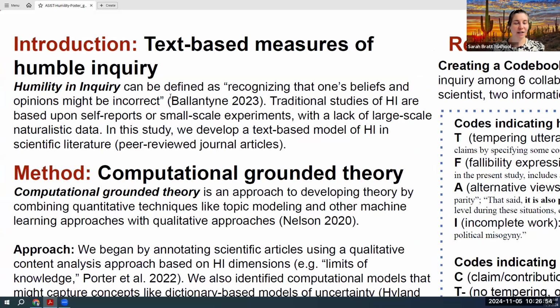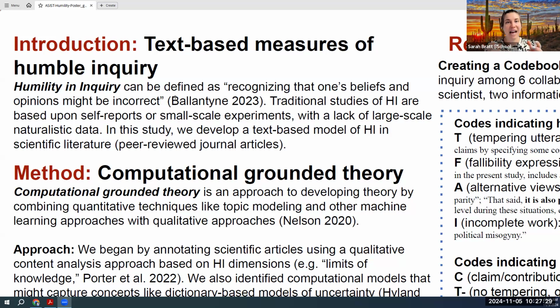And traditional studies of humility and inquiry, or HI, are based on self-reports. Really interestingly, there's a lot of diary studies. There's a lot of folks who say, am I being humble here? Am I operating with open-mindedness when I do my lab experiment? Am I making sure that I do my diligence in checking all the literature for things that might contradict my hypotheses?